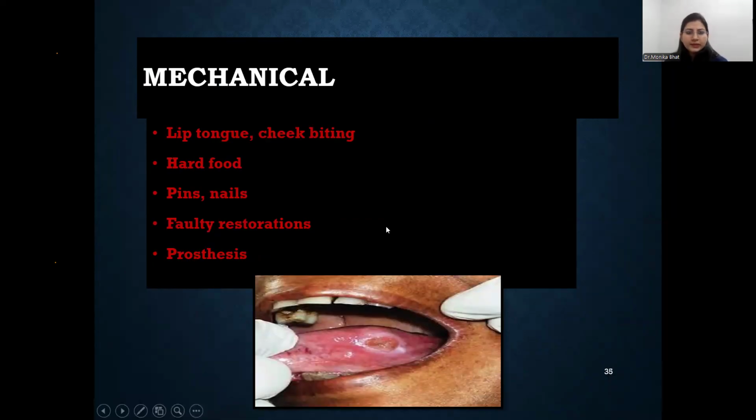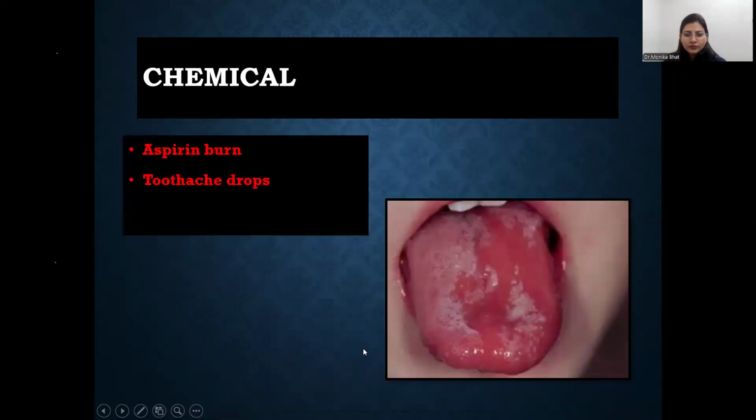Mechanical causes include lip, tongue, or cheek biting, trauma from hard food, pin pricks or nails, faulty restorations, or prostheses, which can cause these traumatic ulcers. This can be appreciated on the screen, on the lateral surface of the tongue.